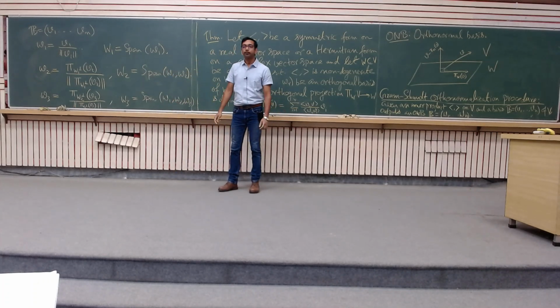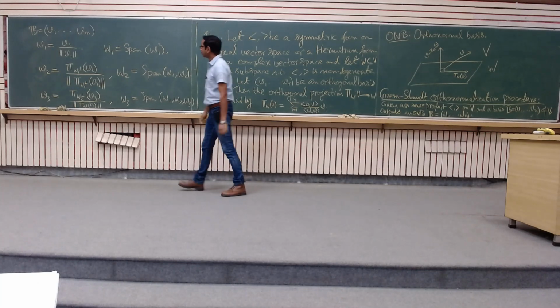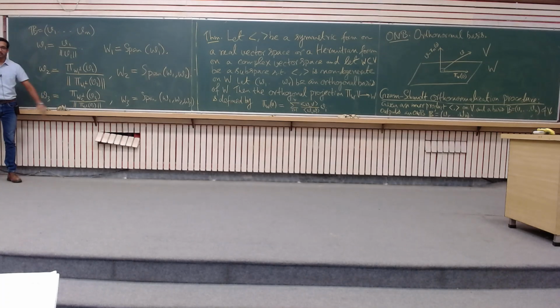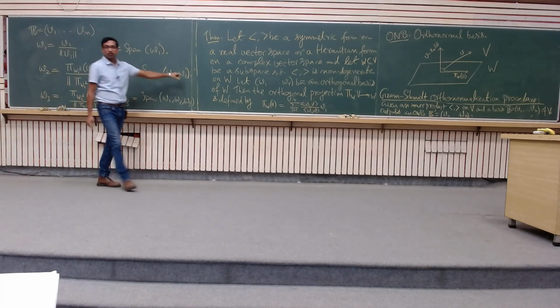Is w3 perpendicular to W? Now you tell me. Forget about the normalizing factor, just look at this, and it is just a scalar, right? So you are asking whether this thing, pi W2 perp of v3, is perpendicular to w1. Pi W2 perp means that you are projecting v3 onto W2 perp. What is W2? We defined it somewhere here. It is the span of w1 and w2.